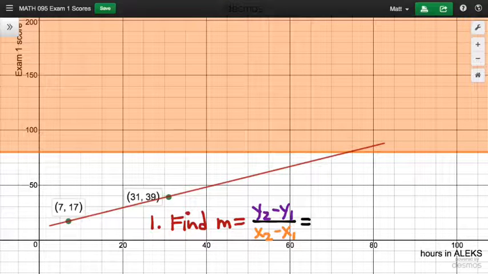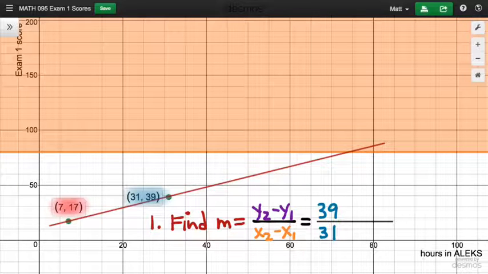my x2 and y2 come from this point 31, 39, so I'm just going to put those in there. By the way, one of the most common errors to make is getting the y's on bottom and x's on top instead of vice versa. Remember, the y's are always on top in the slope formula, so I want the 39 upstairs and the 31 downstairs. Okay, and then my first point, the x1, y1, 7, 17. So I'll put those points in here as well. So 17 on top, 7 on bottom, and then subtract.